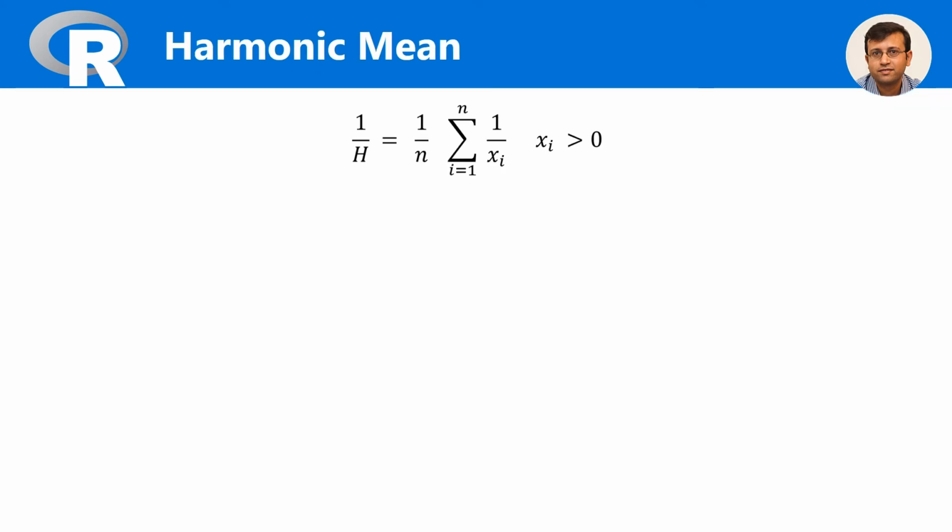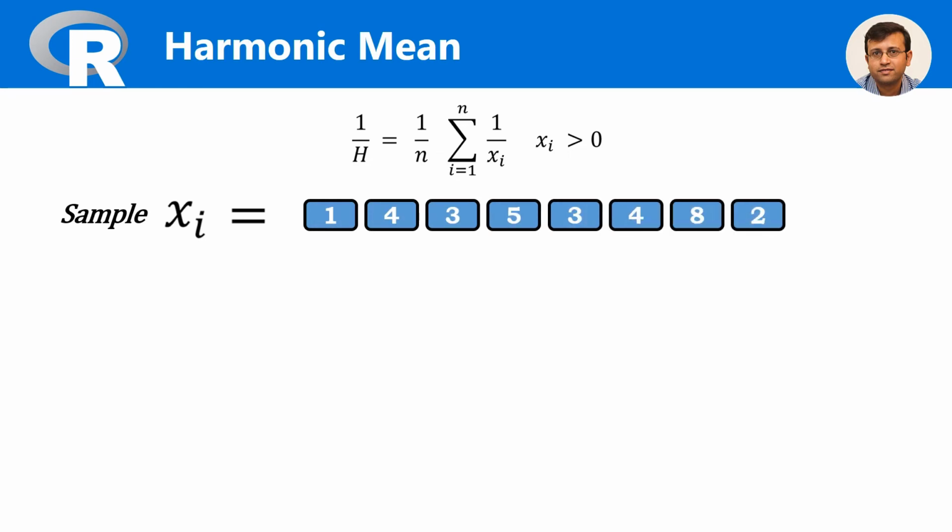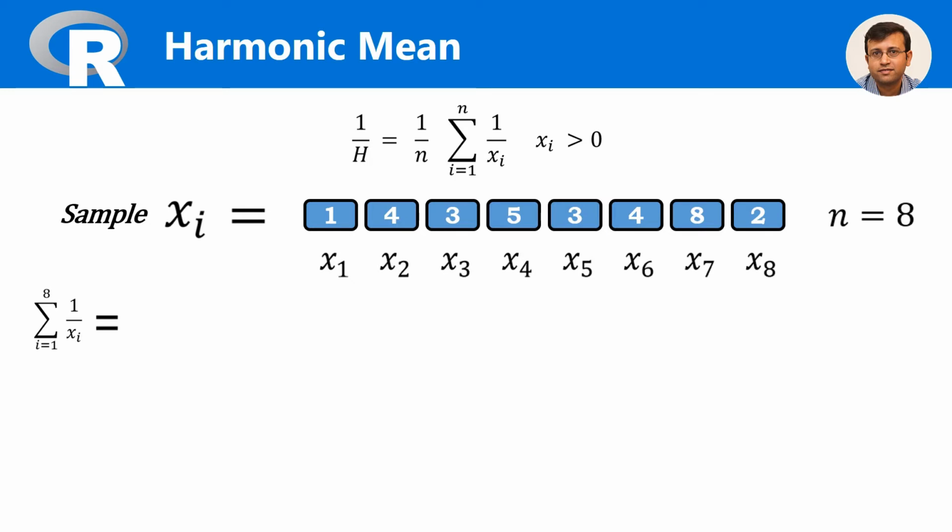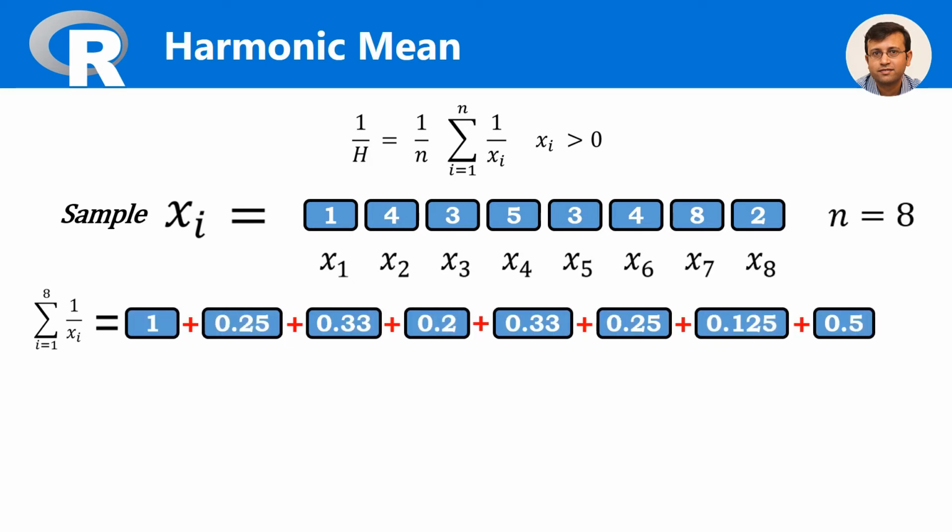Let us look at a simple example. Here we have sample x with the following elements. Each element is represented as x1, x2 till x8. Here the sample size is 8. Now each element of the sample will be 1 divided by the value of the element. Then the summation is computed. We get the result as 2.991.